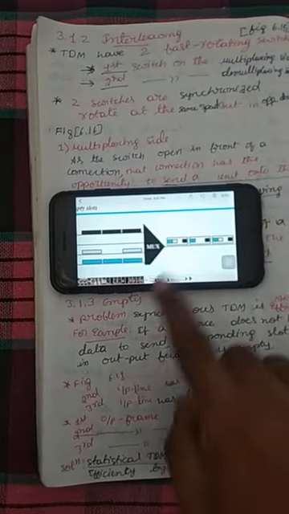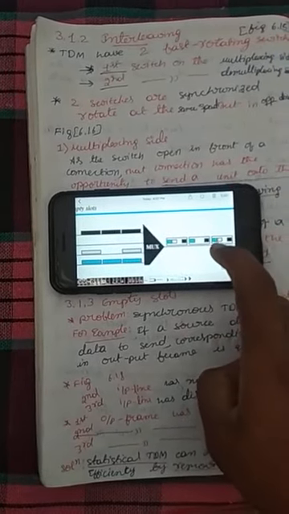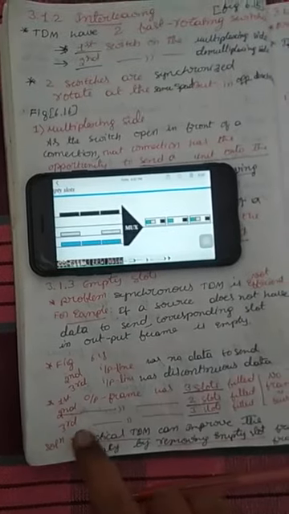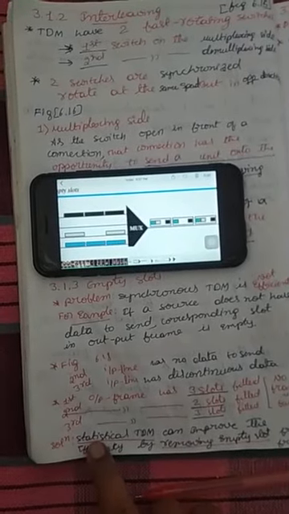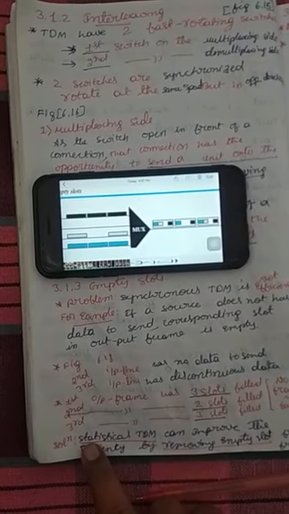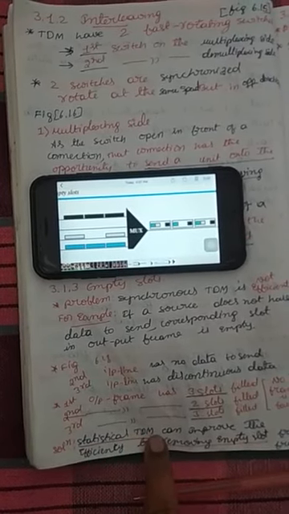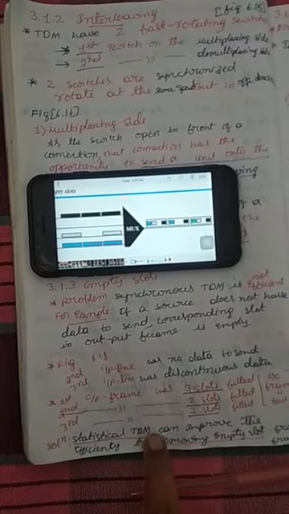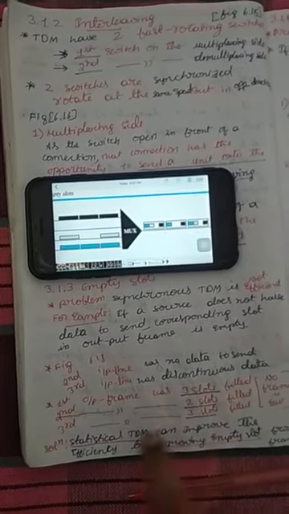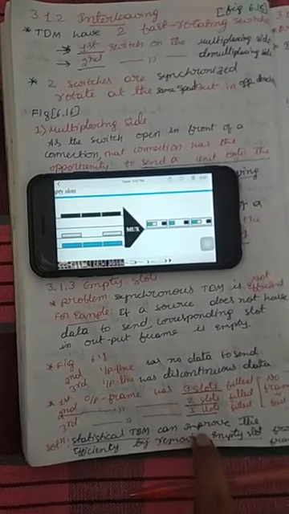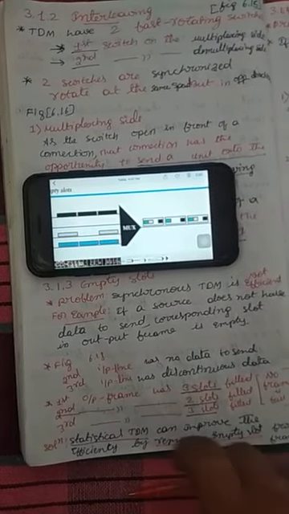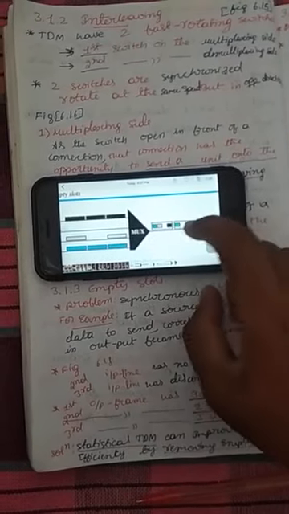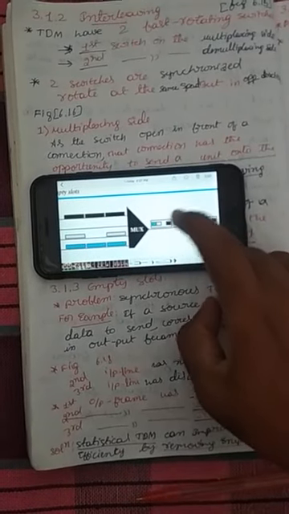To overcome these empty slots, there is a solution: we have to use statistical TDM. Why should we use statistical TDM? Because it can improve the efficiency by removing empty slots. Means in statistical TDM you are going to remove these empty slots.